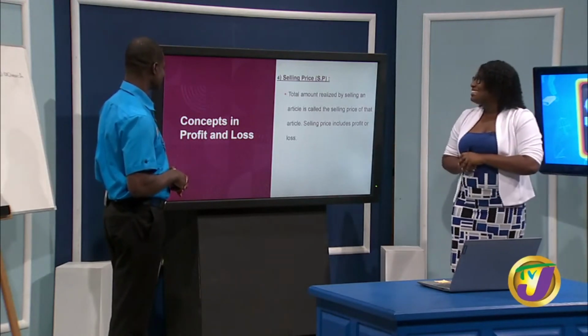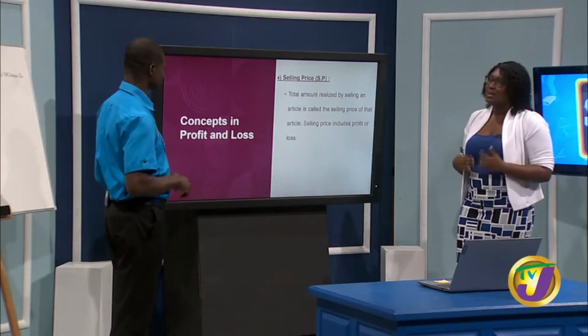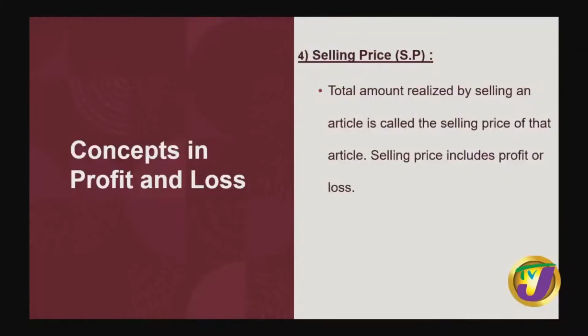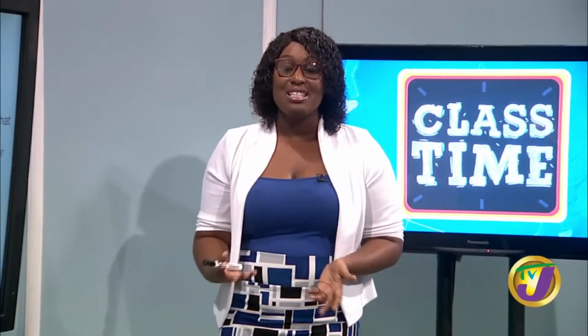Okay, so the selling price is inclusive of profit or loss. When I sold my jersey for $1,500, it included my $300 profit, no matter how little the profit was. Suppose I sold my jersey now for $1,000. When I bought the jersey, it was $1,200, and I sold it for $1,000. My selling price is inclusive of a $200 loss. So the selling price is inclusive of either my profit or my loss.